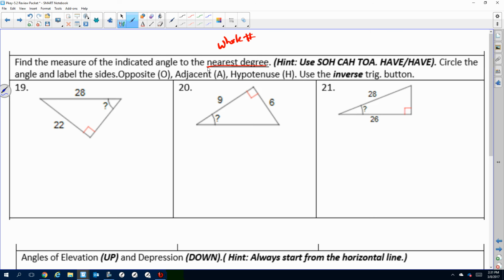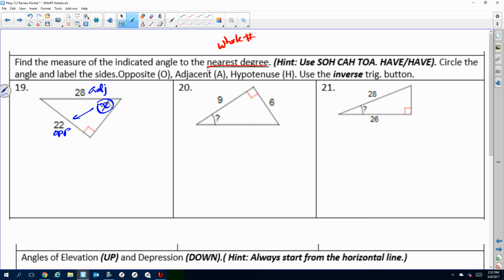Circle the angle, label the sides. We're trying to find the missing angle, so this is when we're using the inverse, because this question mark represents the angle. That's our x. When the x is inside, we do the inverse. We circle that x, we look across. That is opposite. Right here, 28 is adjacent.